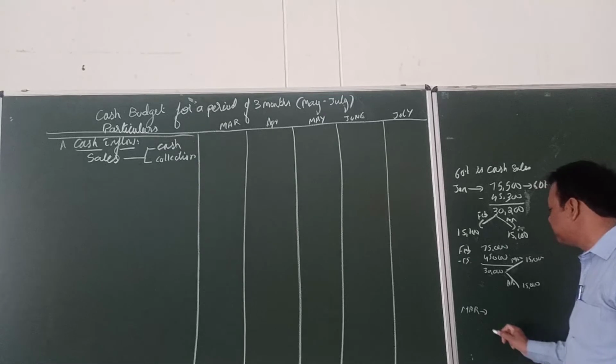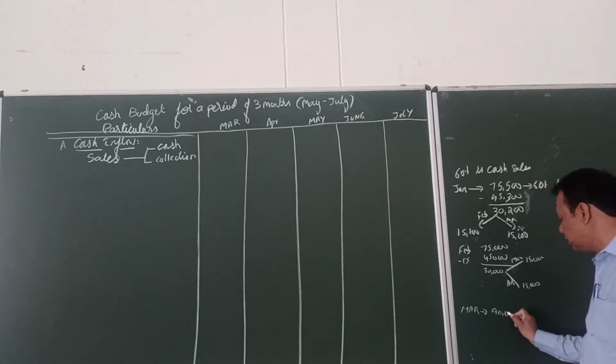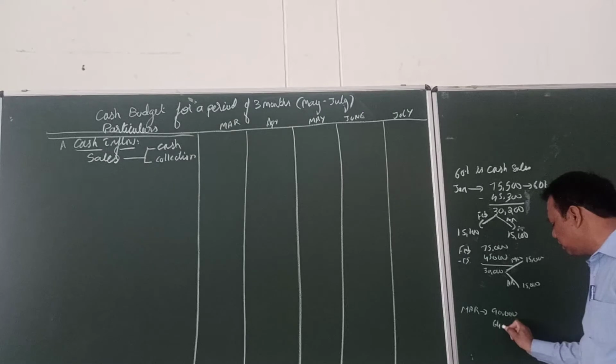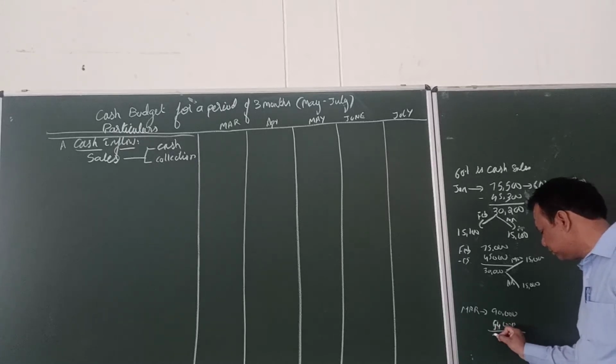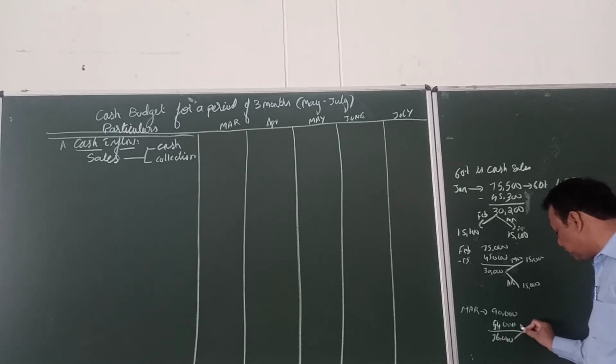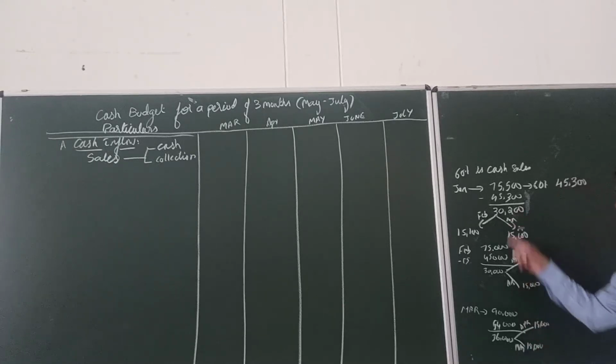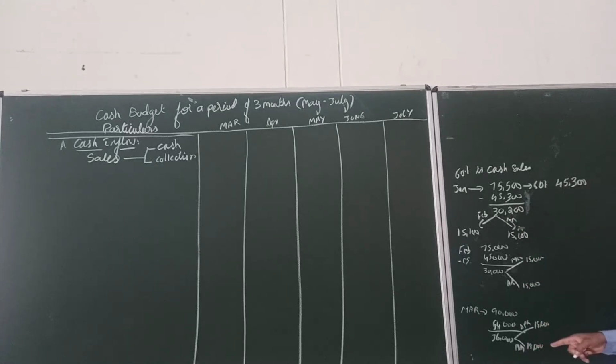What is sales in the month of March? 90,000. Credit sales 54,000. What is the balance? 18,000, which month? In the month of April, and the month of May it is again 18,000. Hope all of you are able to understand the working note, no? Yes, sir. So January, February, March we have done it.